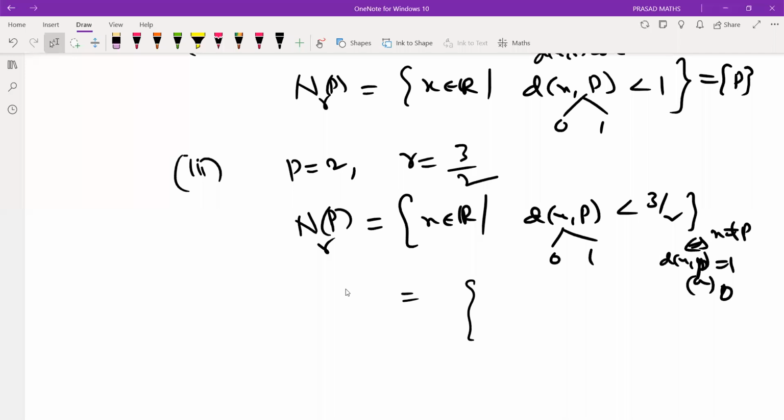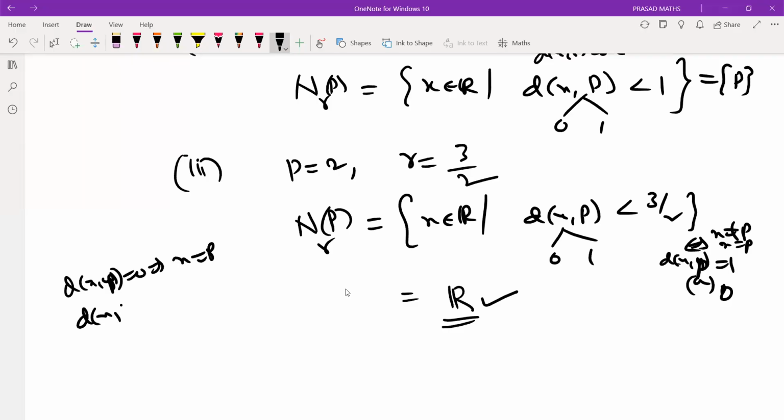The points that are not P satisfy it, and distance 0 means x equals P, which also satisfies it. So the point P satisfies, and the points other than P satisfy. Therefore, the set of all real numbers satisfies it, the total real line. Taking distance 0 gives only P; taking distance 1 means the distance is non-zero, which by definition means x is not equal to P. Taking the union of both gives R. Therefore the neighborhood of the point P with radius 3/2 is always R.